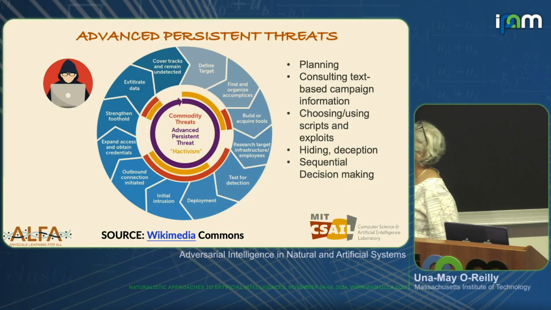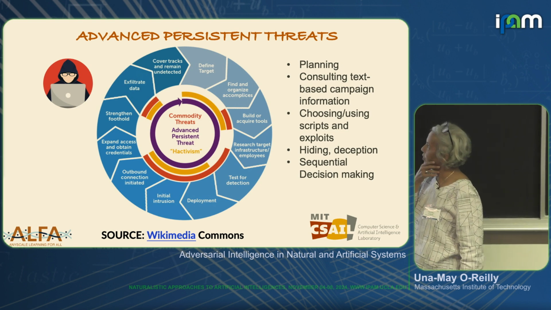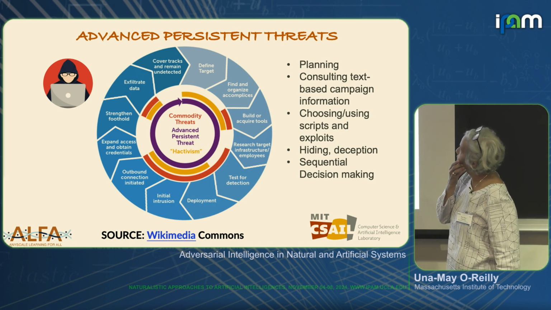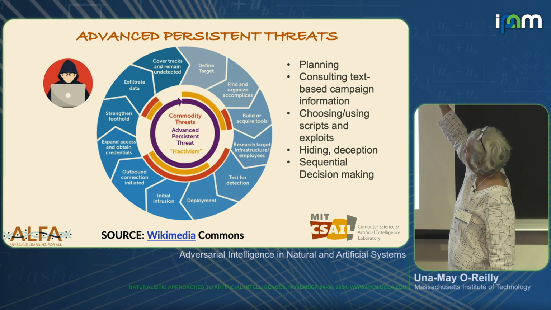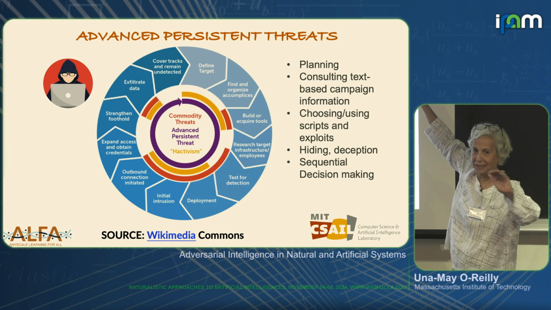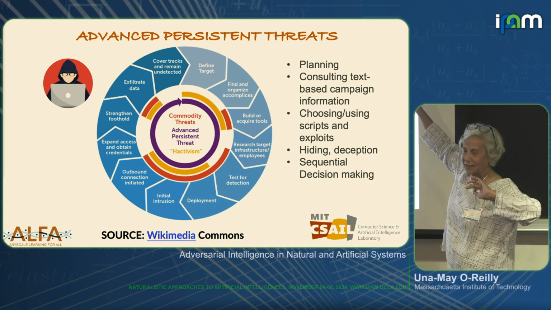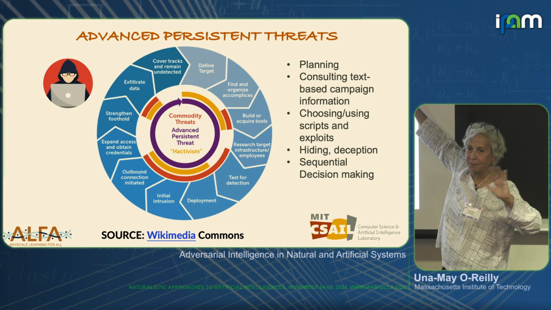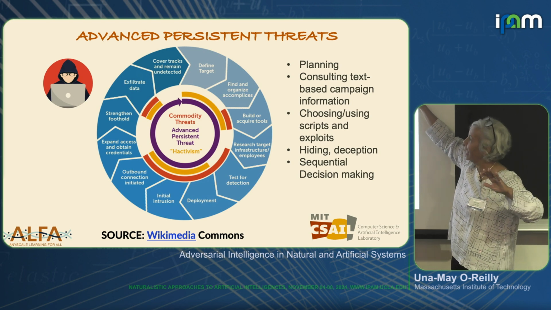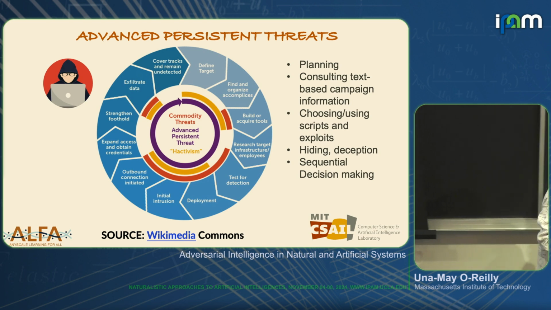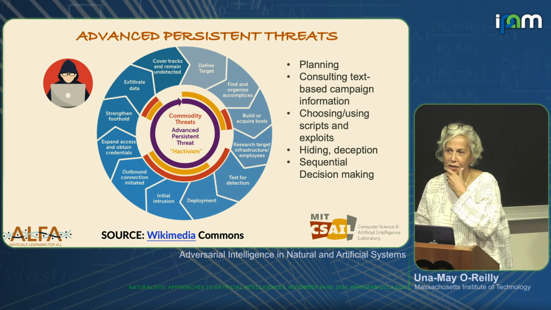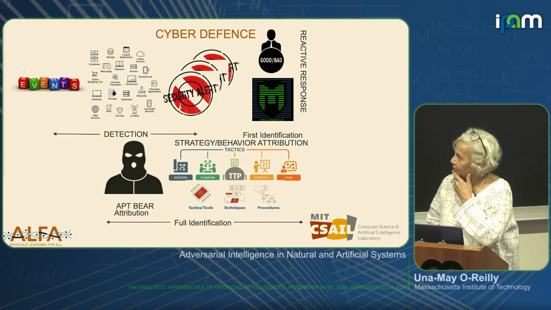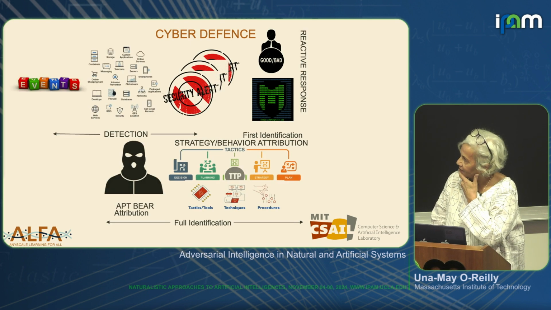And where that comes in really handy is when you're trying to solve these very sophisticated campaigns you get on networks. A threat actor is planning, is actually going out and consulting all of its text-based information and its code bases. It's using scripts and exploits to hide and be deceptive and make decisions on the fly. And so we didn't really have that kind of agent in our coevolutionary systems. So we took a start, and it happens again on the defensive side, right?